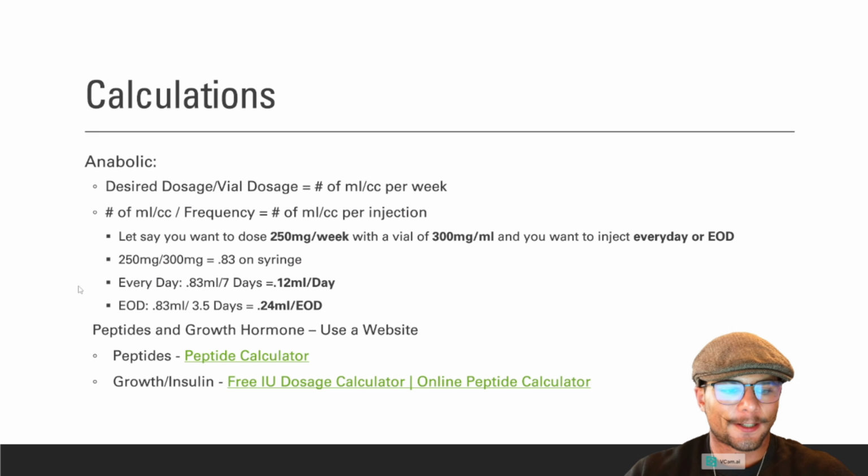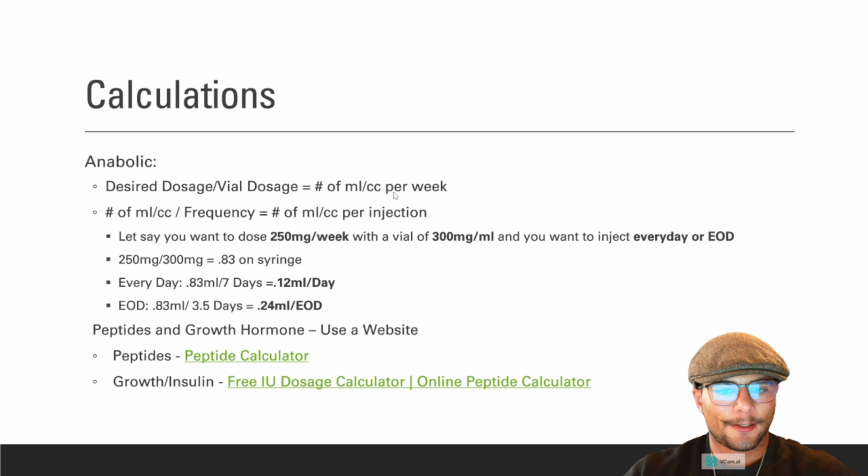Calculations. So there is a calculation used for milliliters or milligrams per milliliter, and this is typically anabolics. So the first calculation that you do to find out how many milligrams per week you need to inject is the desired dosage divided by the vial dosage. And that will give you the number of milliliters to inject per week.